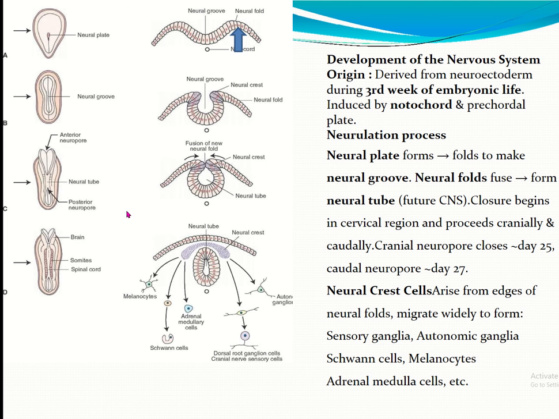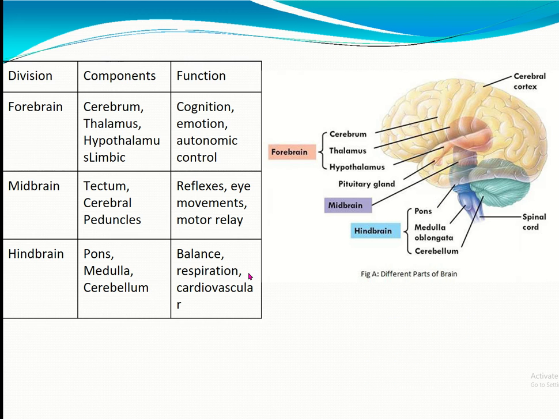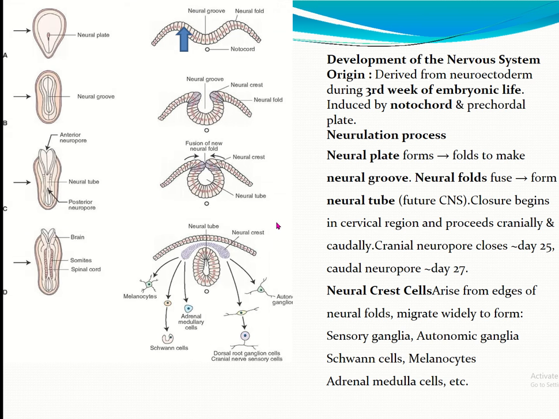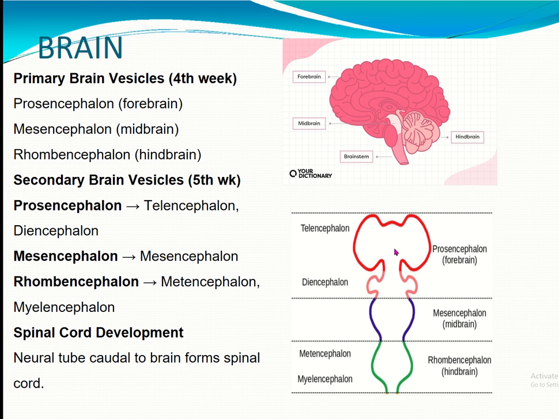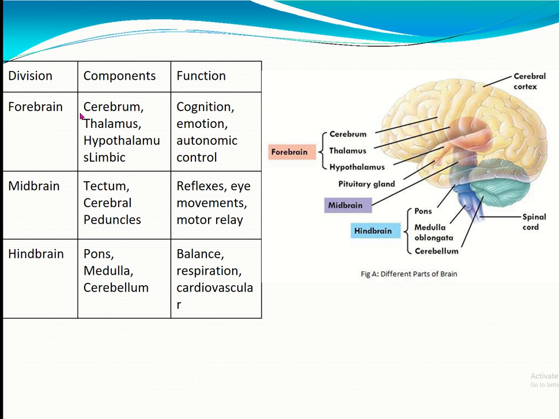This is the development of the neural tube. This is the ectoderm, the thickening of the ectoderm, the neural plate. Then two folds form, and the folds fuse with each other and the neural tube is formed. So at first it forms three brain vesicles: prosencephalon, mesencephalon and rhombencephalon. Prosencephalon is again divided into telencephalon and diencephalon, and rhombencephalon is again divided into metencephalon and myelencephalon. These areas arise from the forebrain, midbrain and hindbrain.